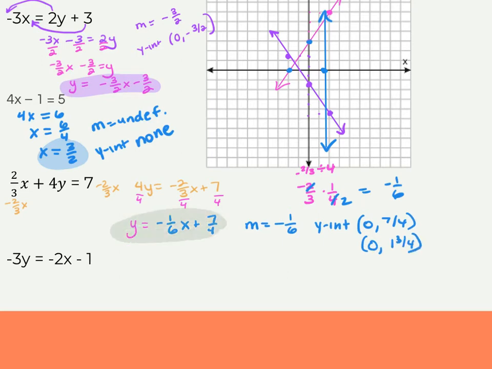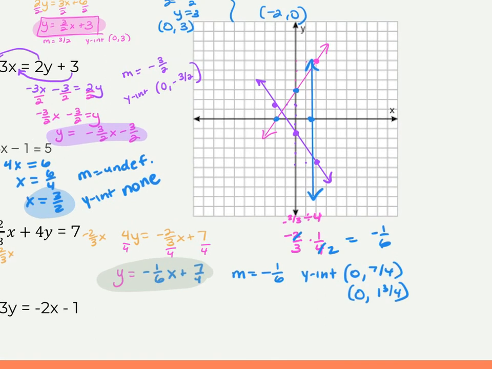So let me match my color. 7/4 means I go to 1 3/4. My slope is negative 1 over 6. So 1, 2, 3, 4, 5, 6. Or you could go up 1 and left 6. Either way, you should get that same line.